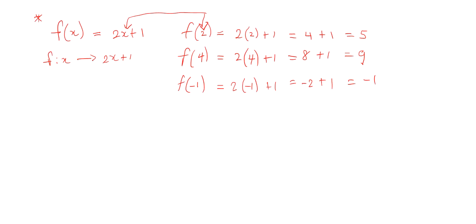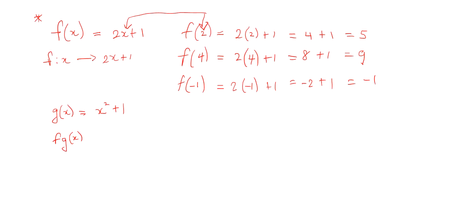Okay. Now, if they were to give us another function, let's say g of x is equal to x squared plus 1. Now, suppose they ask us to find fg of x. At this point we get something called a composite function, and this is where students get confused.